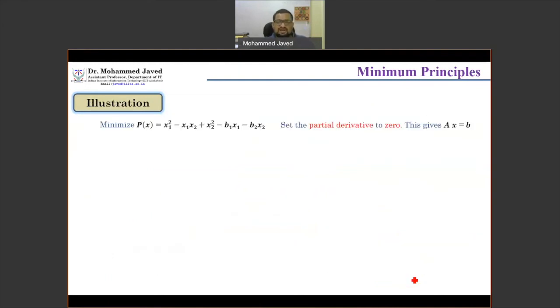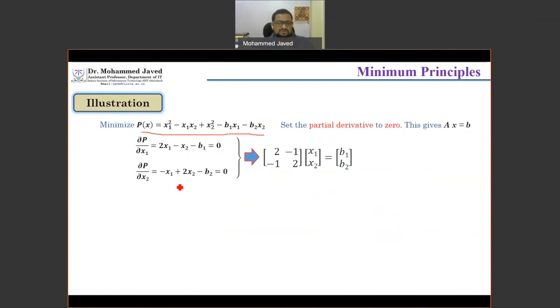So now let us see one example. I have a quadratic equation. You can see x1 square, x1 x2. This is a quadratic equation with respect to two variables, x1 and x2. And now set the partial derivative to 0. So differentiate with respect to x1, keeping x2 as constant, and differentiate this function with respect to x2, keeping x1 as constant, and then you will get Ax equal to b. So now del p by del x1 equal to 0. I have differentiated this one and I got 2x1 minus x2 minus b1 equal to 0. Similarly, del p by del x2, I got this.